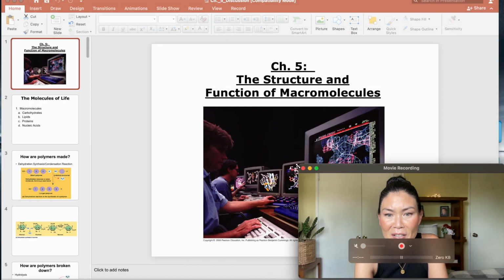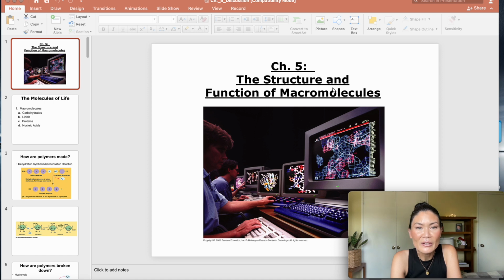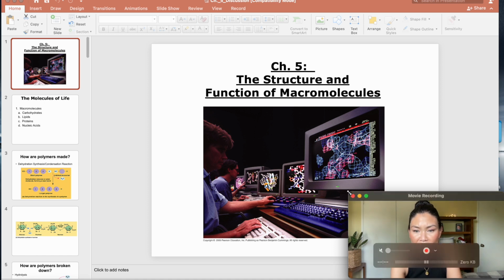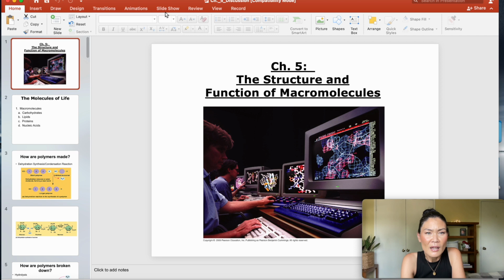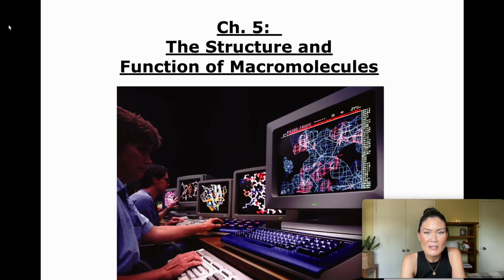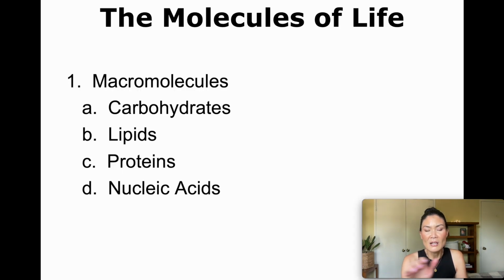I'm super tired. All right, so in our textbook, it's going to be chapter 5. Let me make myself a little bit smaller. And again, the topic is the structure and function of macromolecules. That word macromolecules means large molecules. And so living things are made up of large molecules. And there are 4 types of large molecules. We have the carbohydrates, the lipids, proteins, and nucleic acids. And we're going to be going into each category.